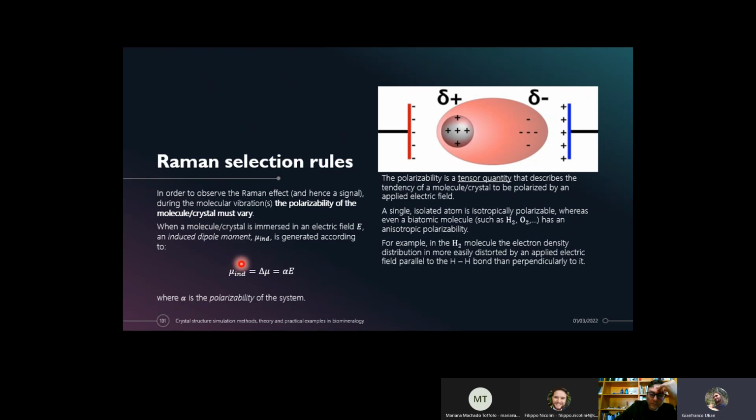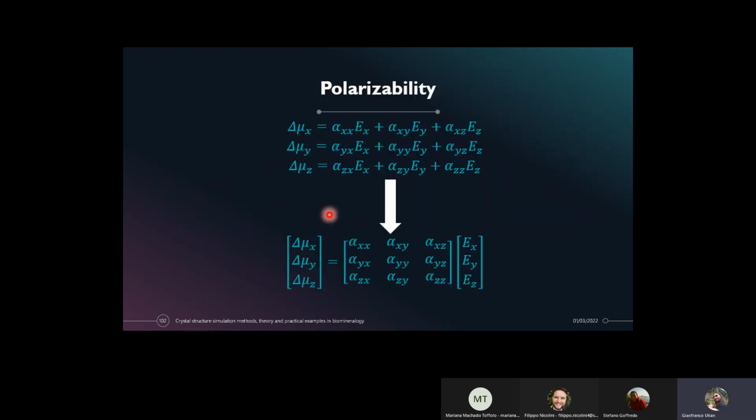The induced dipole moment, that is the difference in dipole moment, is equal to the electric field times alpha, that is the polarizability of the system. These are the equations employed to describe the variation of the dipole moment according to the incoming electric field and the polarizability. Polarizability is this tensor, a second-rank tensor. It depends on the three directions x, y, z.